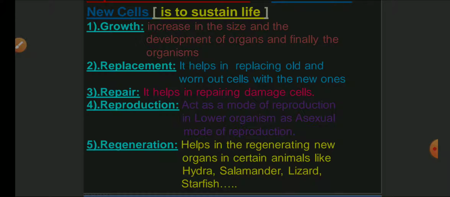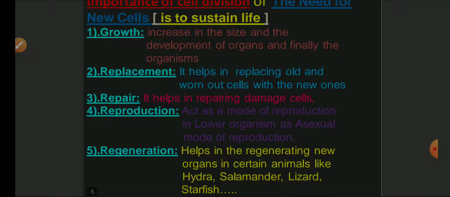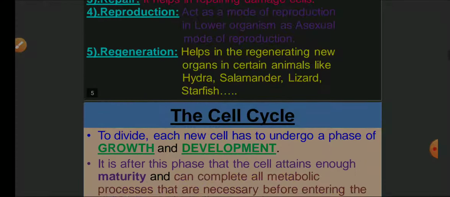So that is regeneration, helping certain animals to develop their organs. So what is the importance of cell division? The importance of cell division is to sustain life, helps in growth, replacement, repair, reproduction and regeneration.